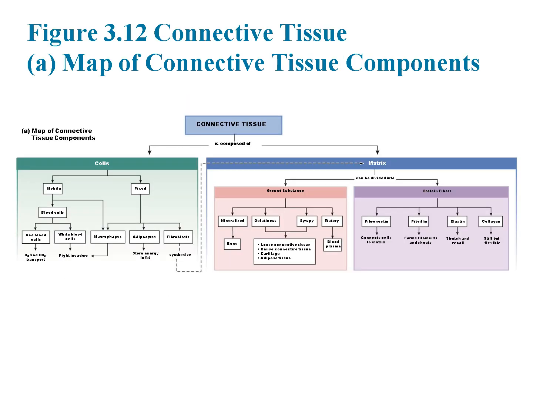This figure provides an organized overview of the components of connective tissue, breaking it down into two main categories: cells and the matrix. For the cells, there are two groups: fixed and mobile. Fixed cells remain stationary and include fibroblasts, adipocytes, and mesenchymal cells. Fibroblasts produce fibers and ground substances. Adipocytes store energy in the form of fat. Mesenchymal cells are stem cells that differentiate into other connective tissue cells.